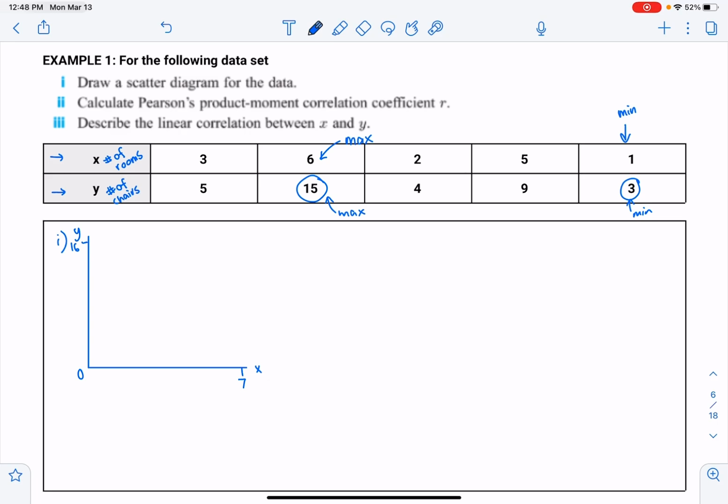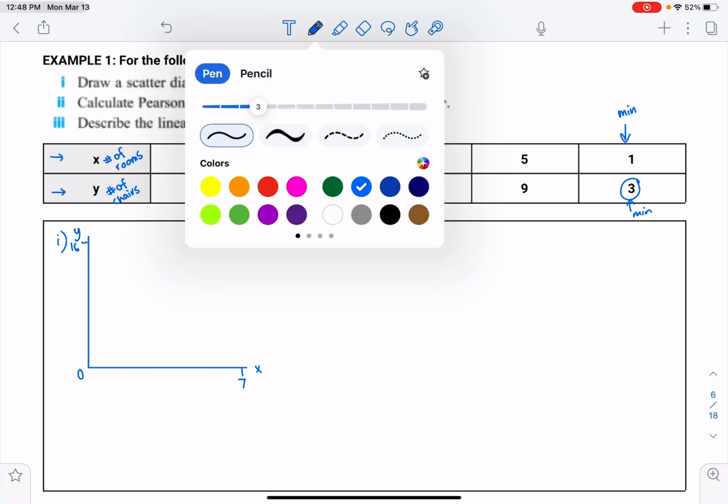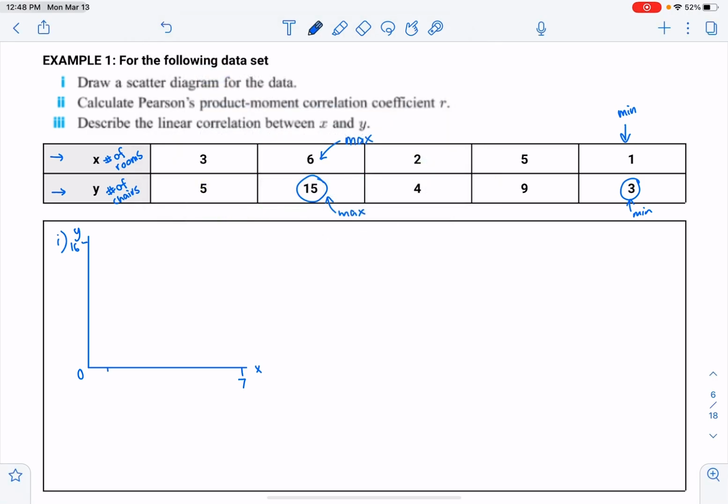So we can divide those up in between 0 and 7. We've got 1, 2, 3, 4, 5, 6. And do a very good job there. Hold on. 1, 2, 3, 4, 5, and 6. Not great, but we'll take it. And then we're going from 0 to 16. So we've got 1, 2, 3, 4, 5, 6, 7, 8, 9, 10, 11, 12, 13, 14, 15, and 16. Wow, that was actually pretty impressive.